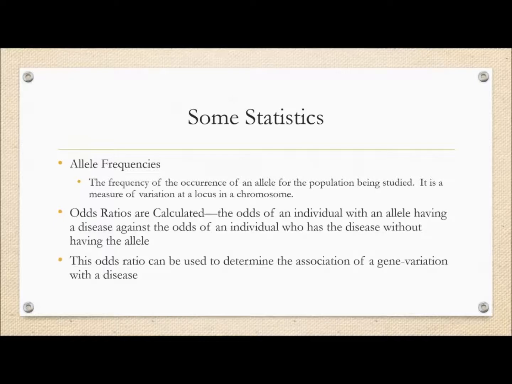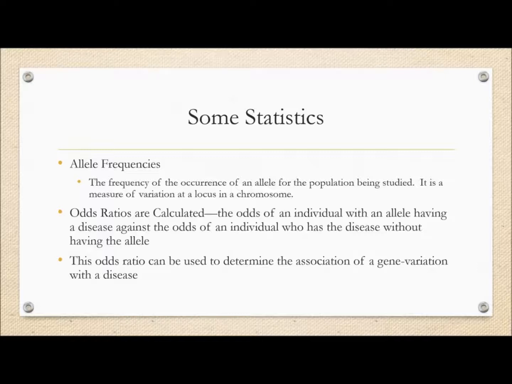Some statistics associated with microarrays and therefore GWAS: allele frequencies, the frequency of the occurrence of an allele for the population being studied. It is a measure of variation at a locus in a chromosome. Odds ratios are calculated. The odds of an individual with an allele having a disease against the odds of an individual who has the disease without having that allele.